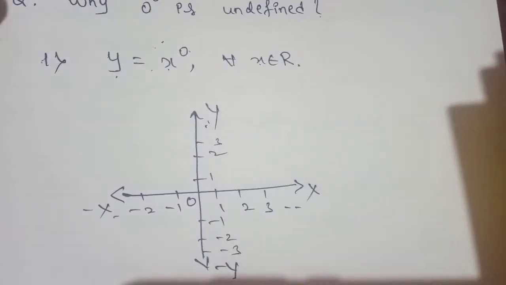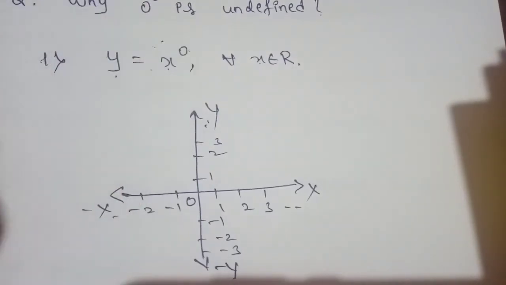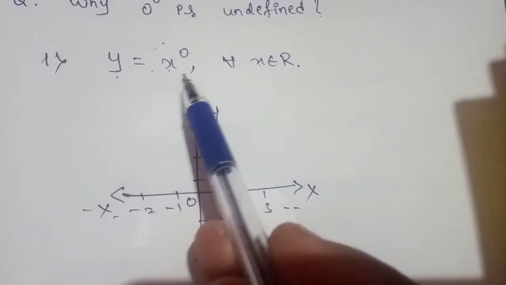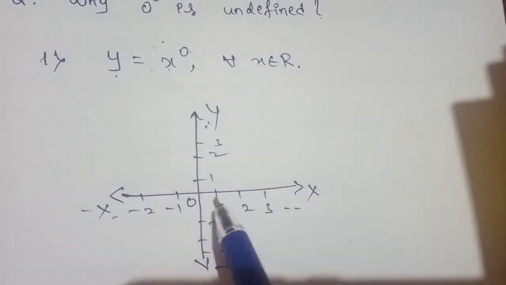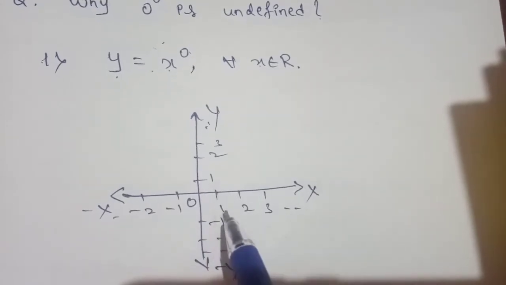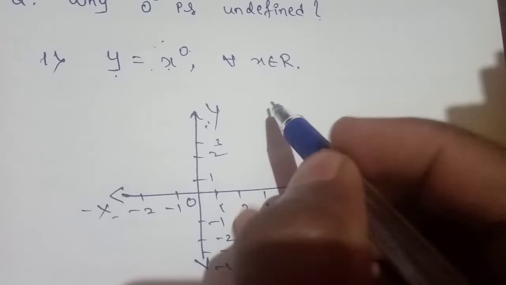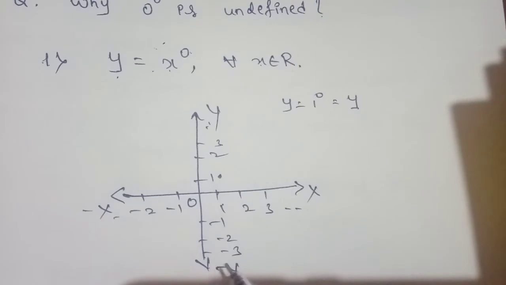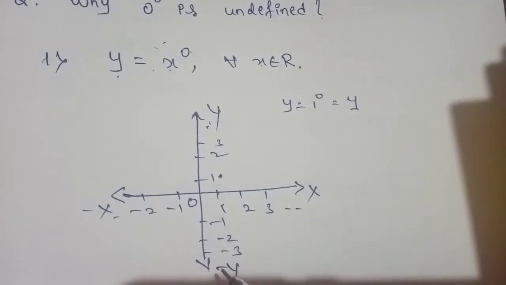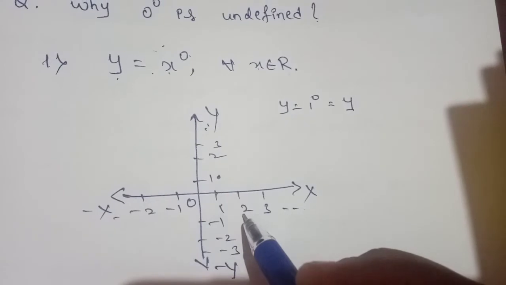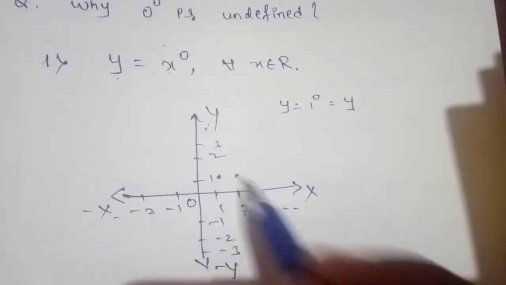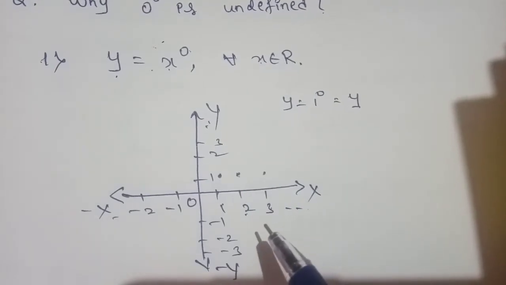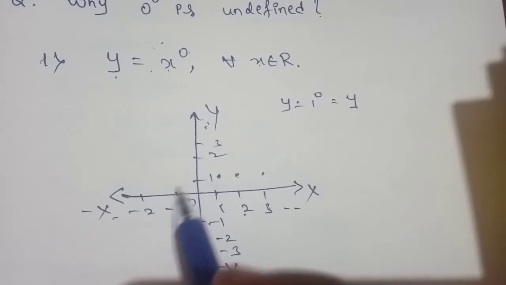Here I chose y is equal to x power 0 for all x belongs to R. By giving the x values, I get y values. First, if x is equal to 1, then y is equal to 1 power 0, that is 1, because any number power 0 is 1, we know that. If x is equal to 2, 2 power 0 is 1, 3 power 0 is 1. Not only positive values, because x belongs to R, we can take negative values.